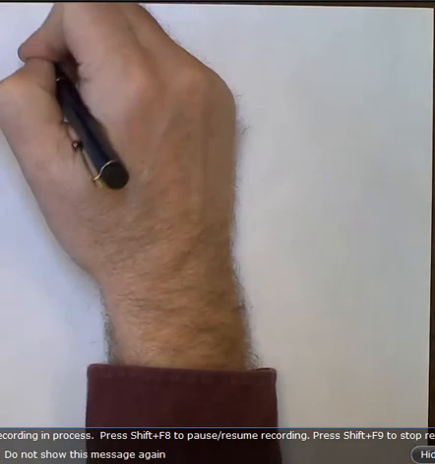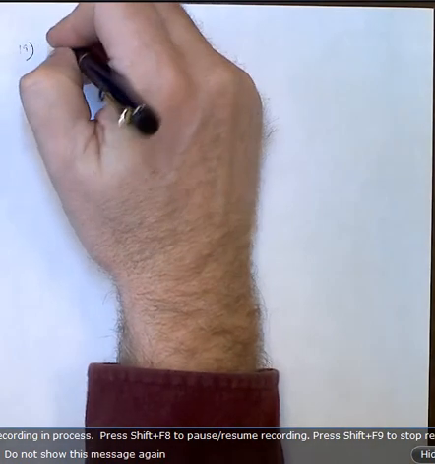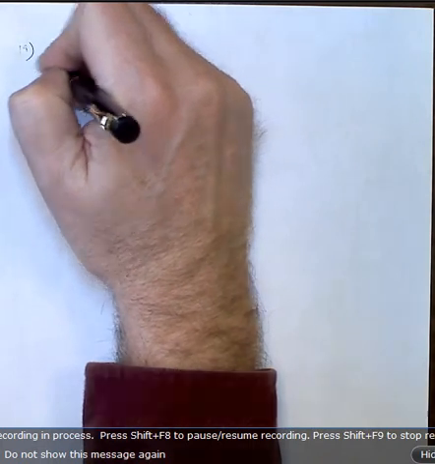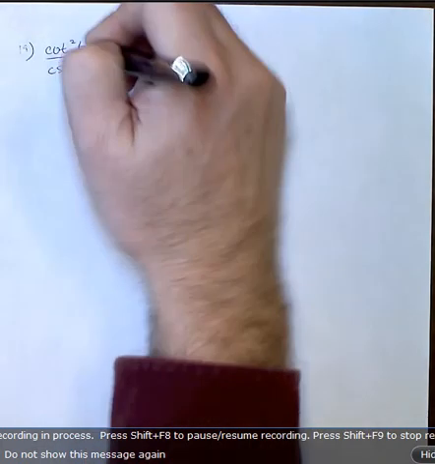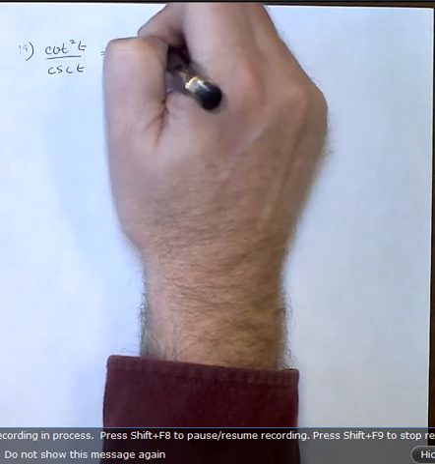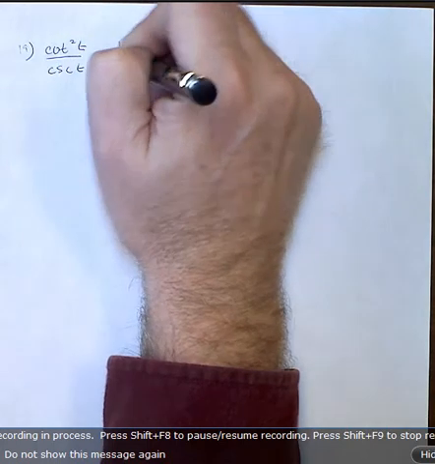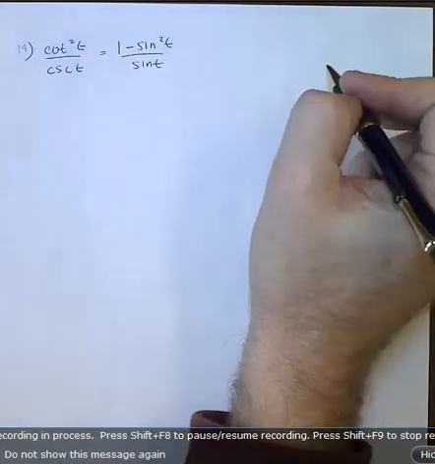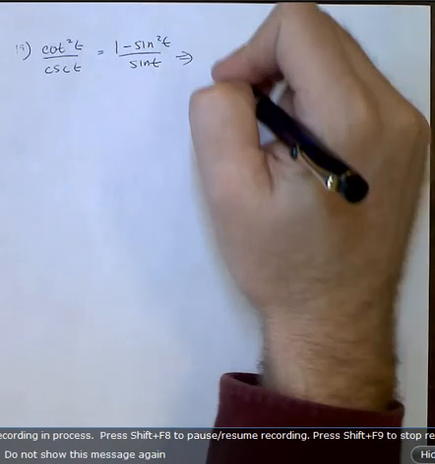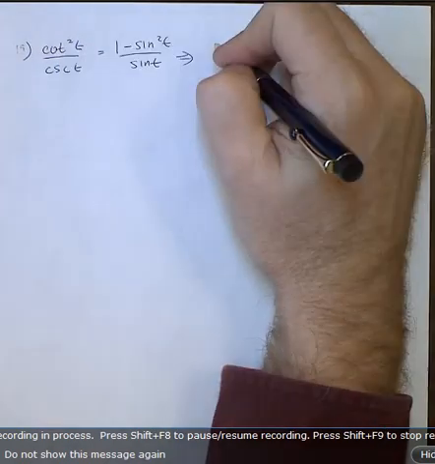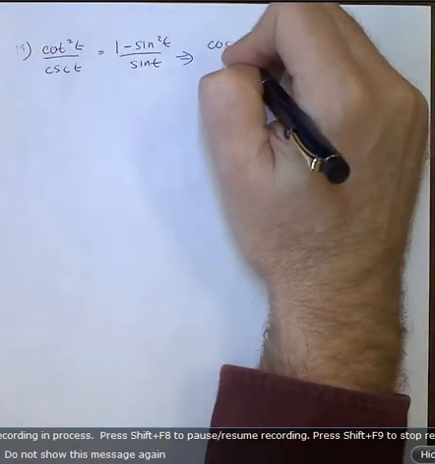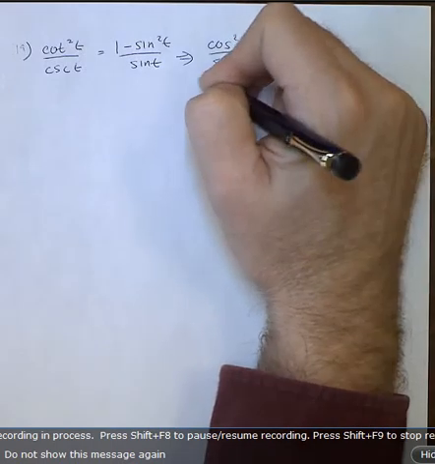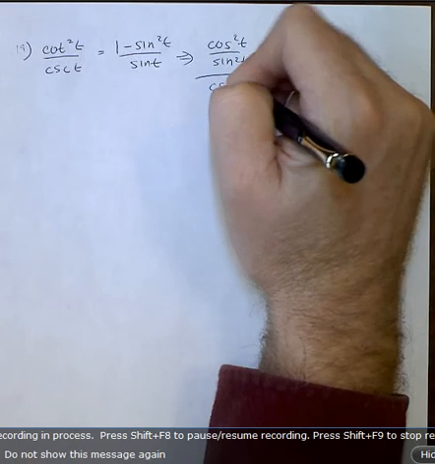For number 19, the problem is the cotangent squared of t divided by the cosecant of t, and you have to prove that that equals 1 minus sine squared of t over the sine of t. I'm going to actually go ahead and work the left-hand side. If I start with the left-hand side, cotangent squared of t is the same as the cosine squared of t over the sine squared of t, and we'll divide all of that by the cosecant of t.